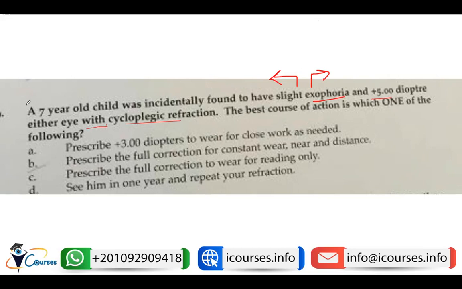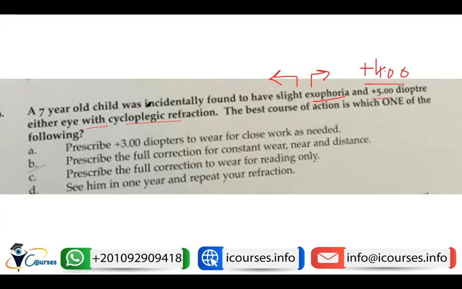But for a 7-year-old child who has +5 diopter of cycloplegic refraction, we just remove 1 diopter of ciliary tone, so it will be +4. +4 diopter is not that much that the patient cannot overcome. This is not very true regarding this question. But anyway, we will deal with the question as it is.